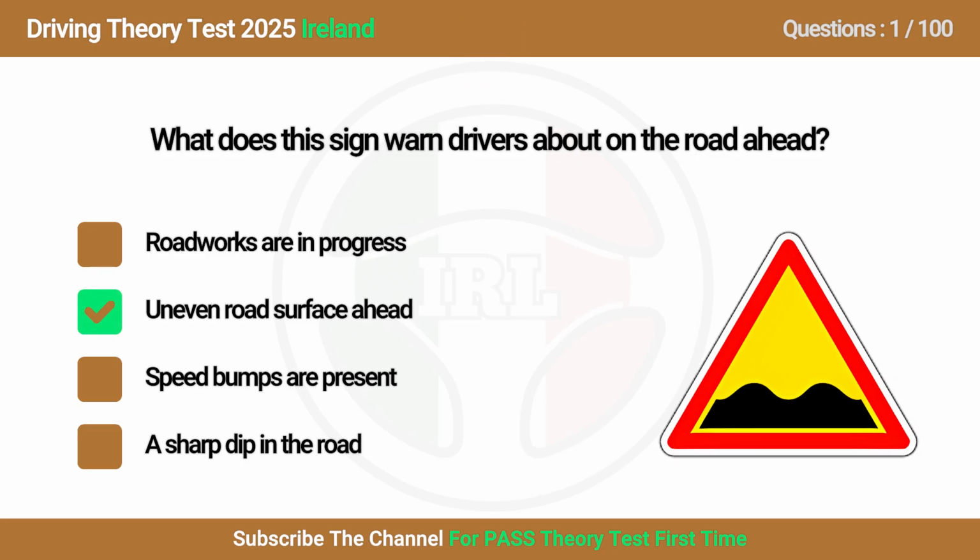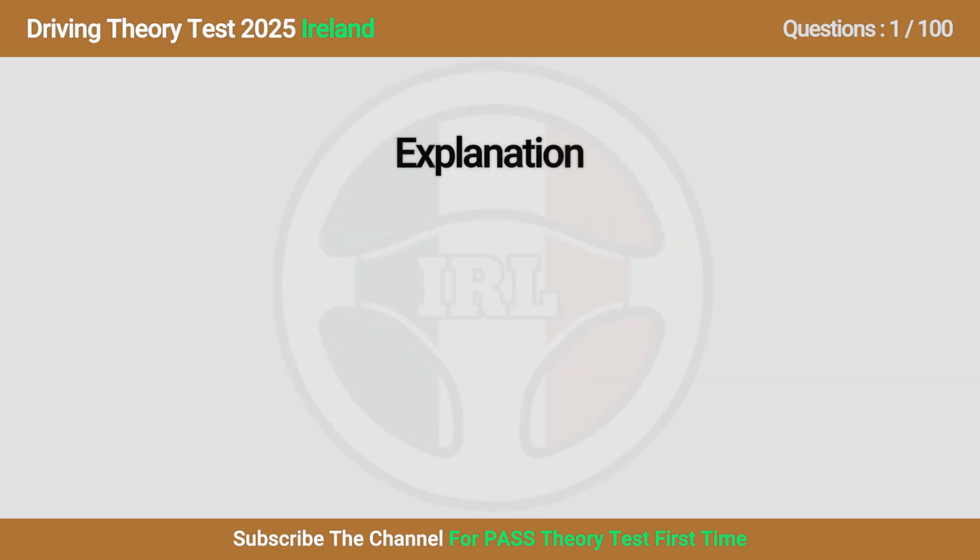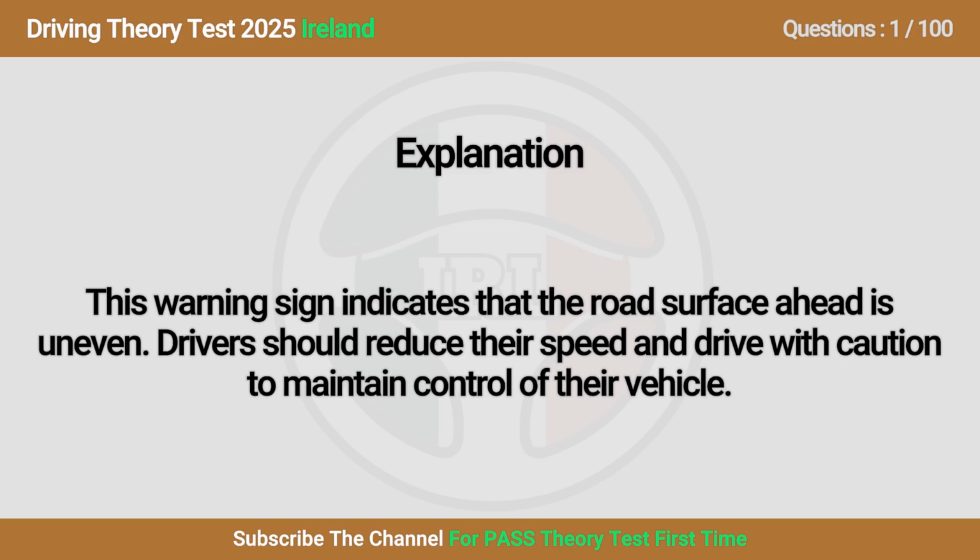Answer is B. Uneven road surface ahead. This warning sign indicates that the road surface ahead is uneven. Drivers should reduce their speed and drive with caution to maintain control of their vehicle.